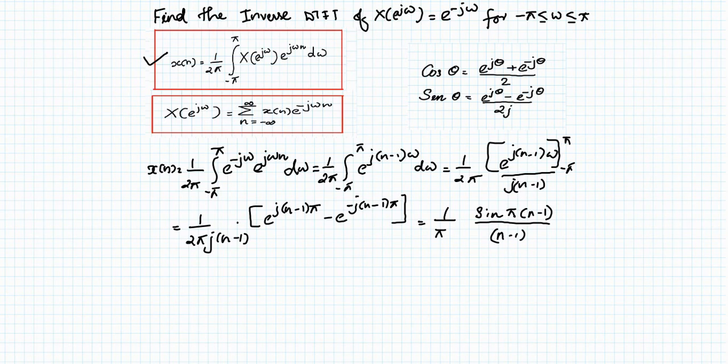So the other terms 2 and j we can group with this term, so that's why it is written as sine pi n minus 1. So remaining is sine pi n minus 1 divided by pi n minus 1. So we can write this in terms of sinc. So the final answer is 1 by, we can write as in terms of sinc pi n minus 1. So this is the final answer.